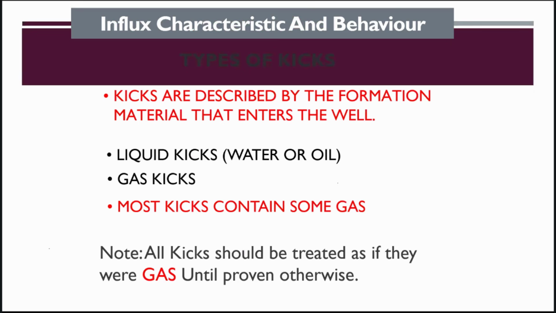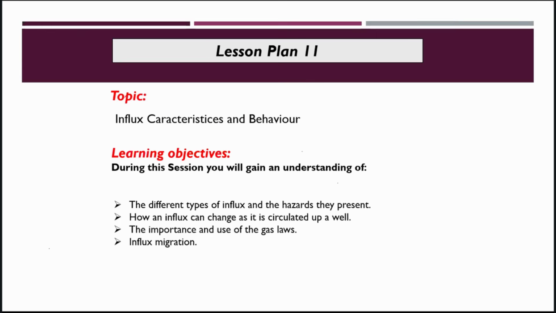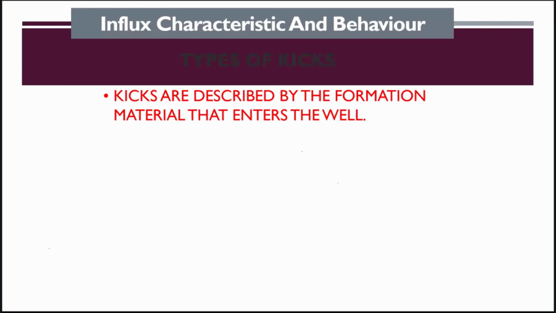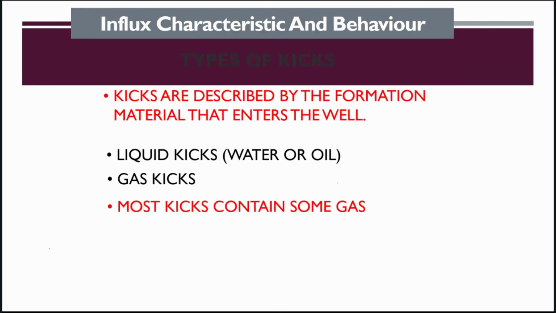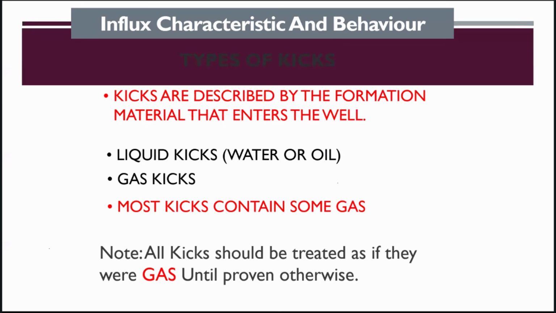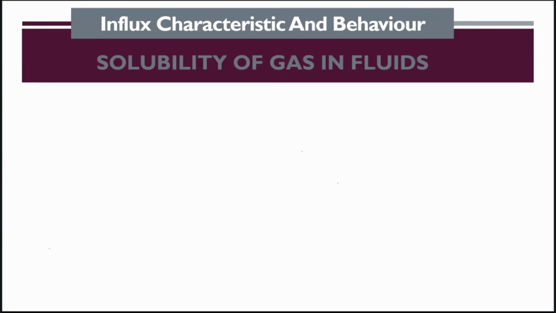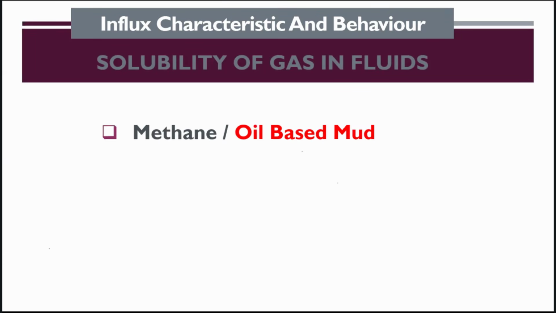So if we see the influx characteristics, we have seen influx can be of three types. One is oil, one is water, and one is gas. So what characteristics does it have? Let's see. Kicks are described by the formation material that enters the well. Which type of material? Is it liquid, water or oil, or is it gas? Most kicks contain some gas. Gas is inevitable. If you have a water kick also, you will have some amount of gas. So all kicks should be treated as if they are gas until proven otherwise.